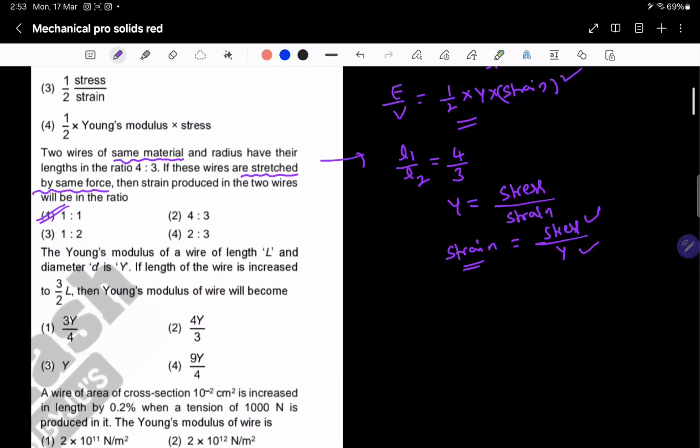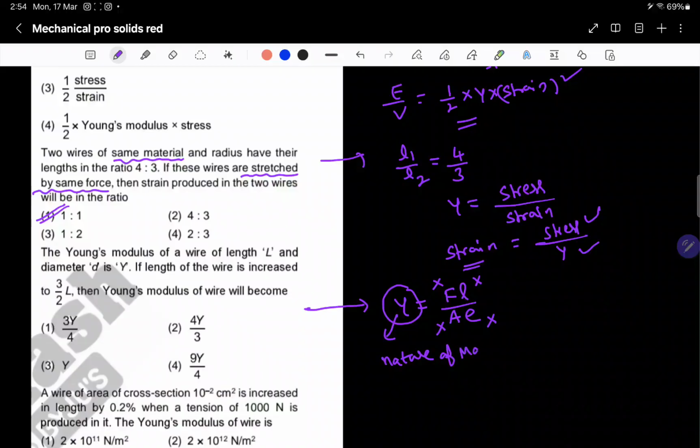Next question. Young's modulus of a wire of length L and diameter D is Y. If the length of the wire is increased to 3L by 2, then what is Young's modulus? One more important, many times repeated question. Young's modulus Y equal to FL by A into E. Very important, students: Young's modulus does not depend on force, does not depend on length, does not depend on area, does not depend on elongation. Young's modulus depends only on the nature of the material.